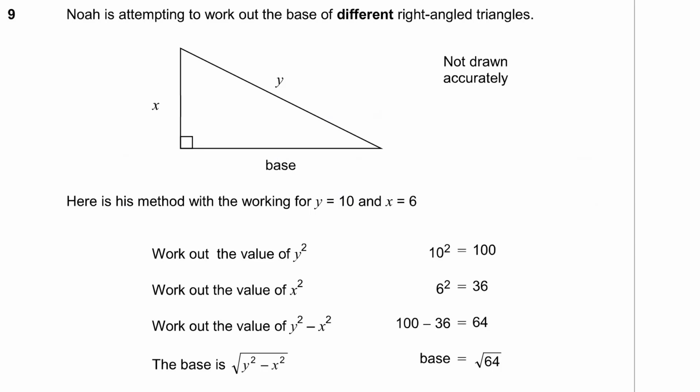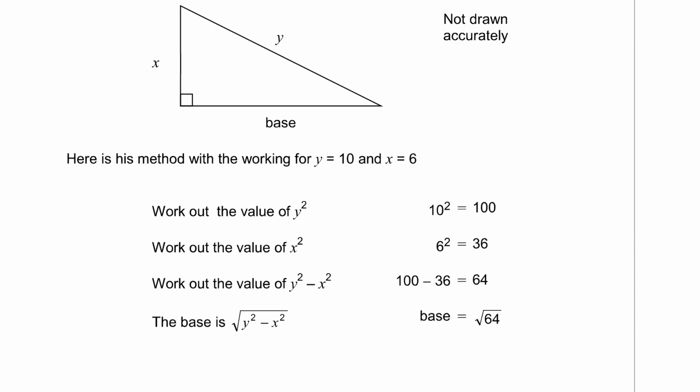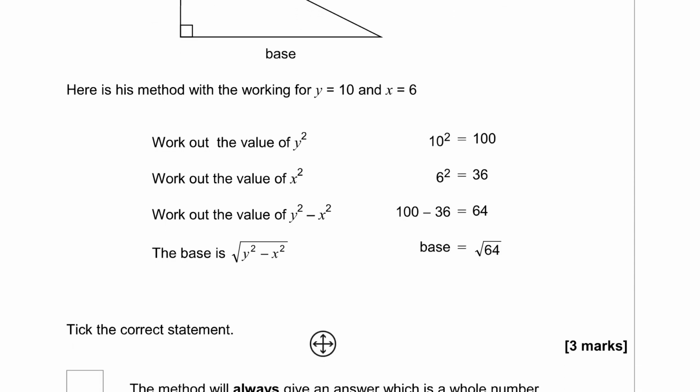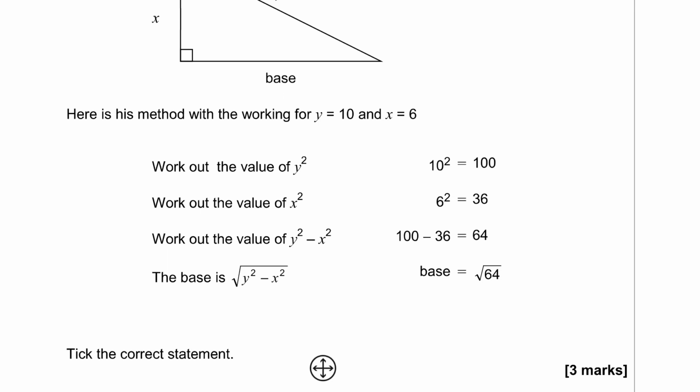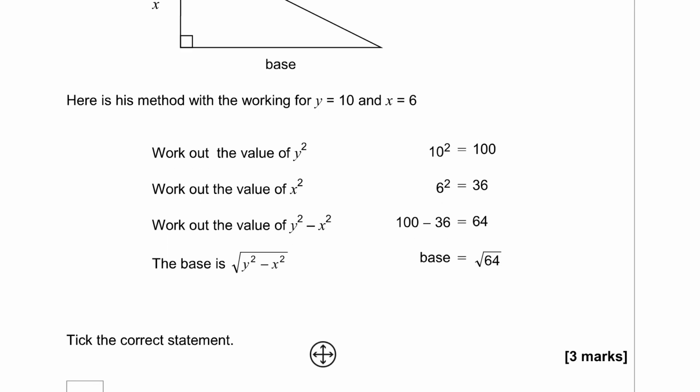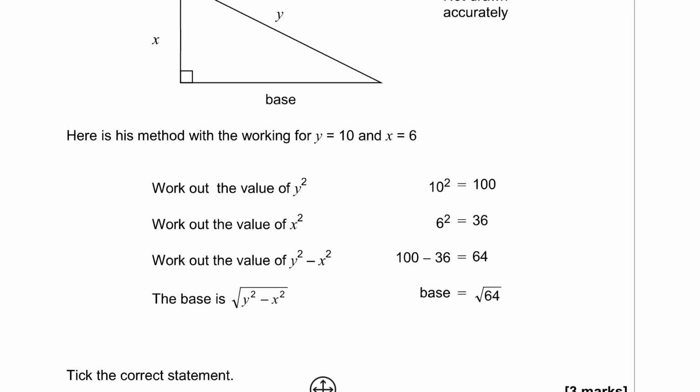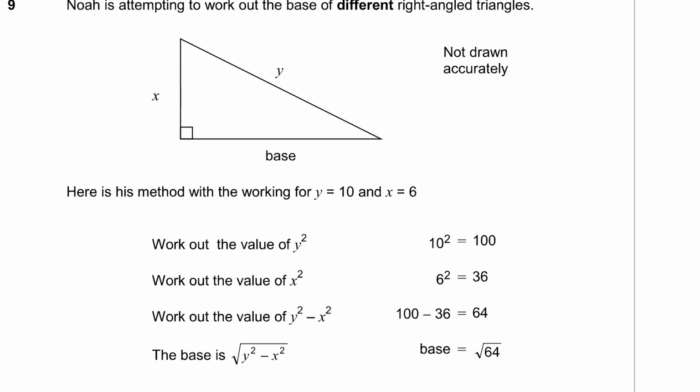Question 9. Noah is attempting to work out the base of different right-angled triangles. Here is his method for working out y is equal to 10 and x is equal to 6. So he first works out y squared. In this example is 100. Then he works out x squared. In this case is 36. Then he subtracts one from the other, and then he square roots them. This is basically Pythagoras theorem, isn't it?